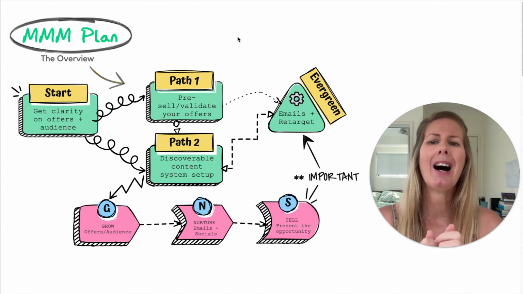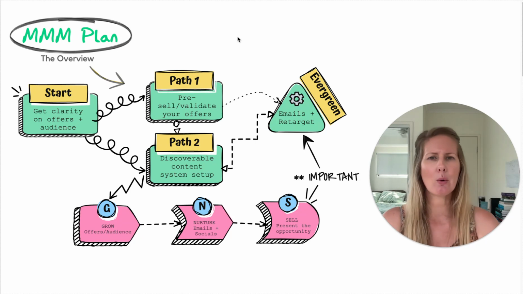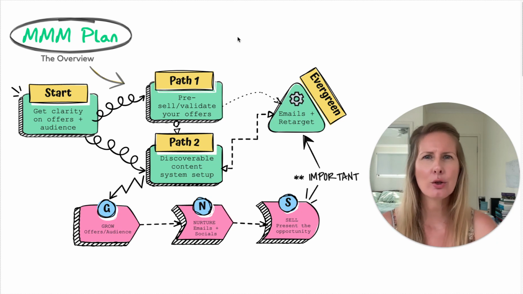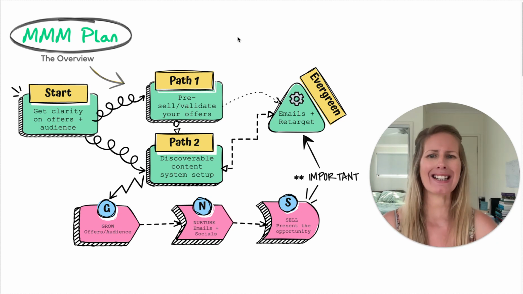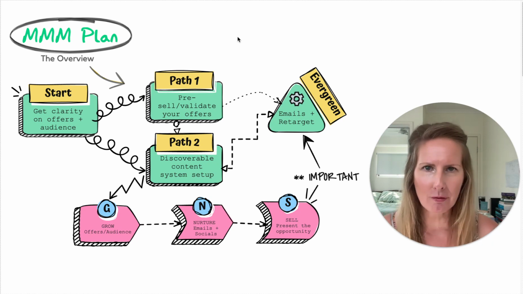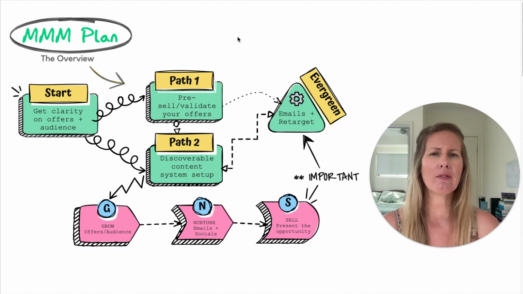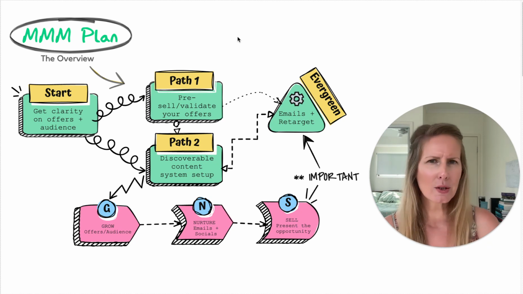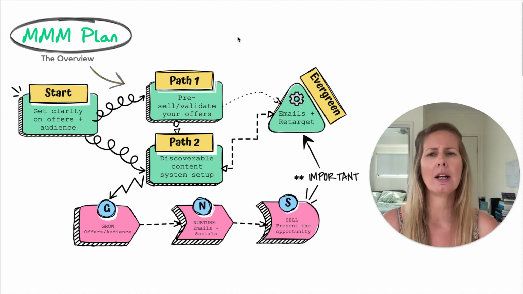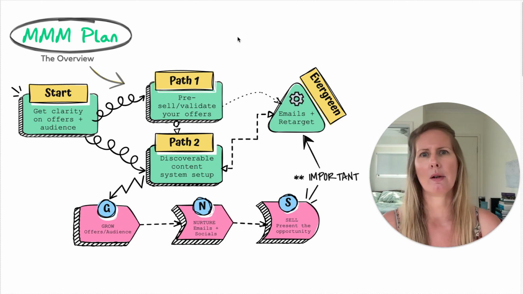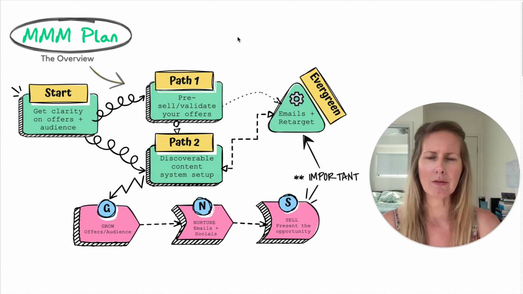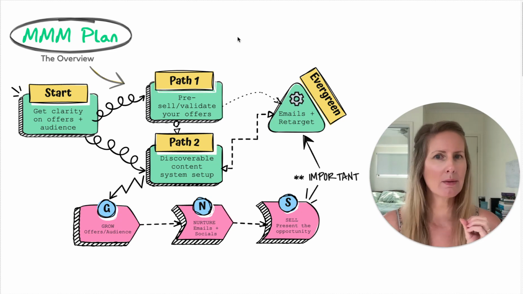So then we go into path 2, which is what I call the discoverable content system setup. This is where we are talking about organic reach. I'm not a huge fan of having to run ads to a cold audience. Discoverable content is very much about you being discoverable when your audience is looking for the answer, right? So it's kind of search engine optimization, if you understand that at all, but not in the weeds. We go very, very high level. But when you set this up, it's very, very quick, right?